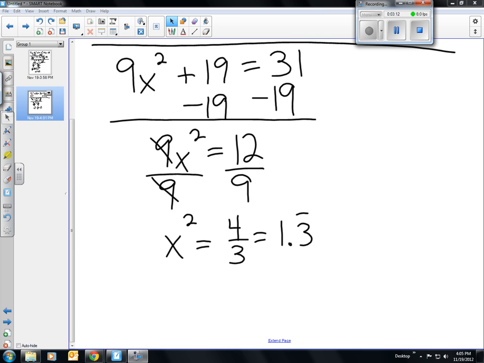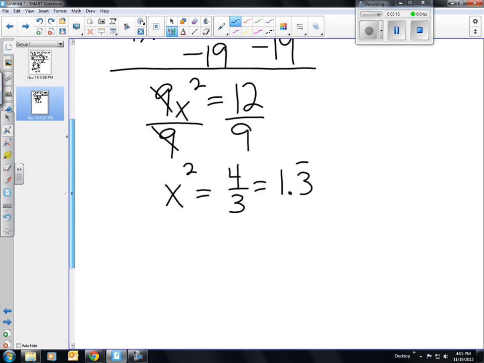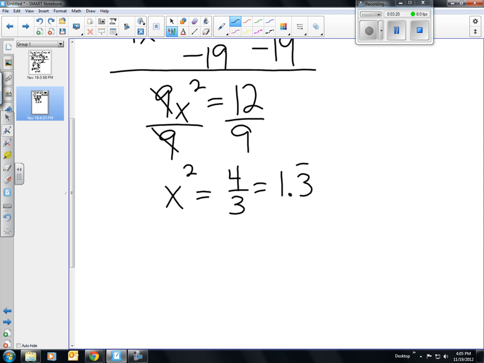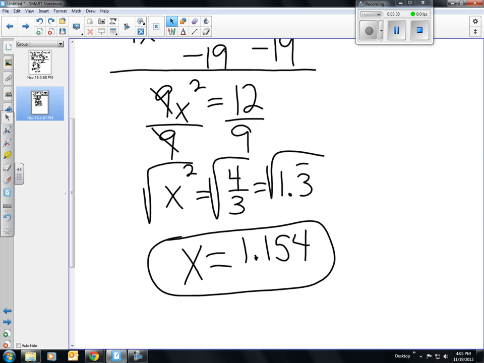I like to leave the mixed numbers or improper fractions here. I think that's more precise. But either way, you're still going to be taking the square root of x squared to get x by itself, and then square root of either 4 over 3 or 1.3. And then when you do that, you're going to get x is equal to approximately 1.154. And you could round that if you wanted to, but this would be good enough for our class.